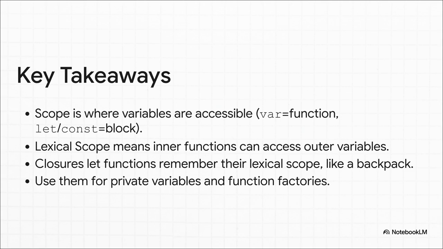So let's do a super quick recap of the key takeaways. Scope is all about where your variables live. Lexical scope means inner functions can peek into their parent's world. And a closure, that's when a function remembers that parent's world, carrying it around in that memory backpack even after the parent is gone. And we can use this for awesome patterns like private data and function factories.